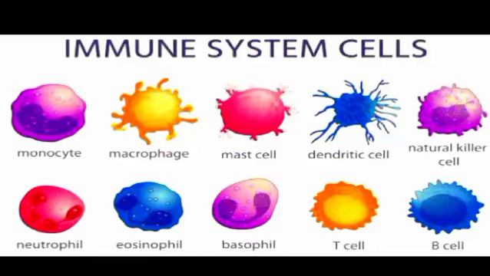Hello students, in today's lecture we will discuss the immune system cells and their functions. Basically, immune cells, commonly known as white blood cells, are the component of blood that are essential for the protection of an organism from infectious and other diseases.